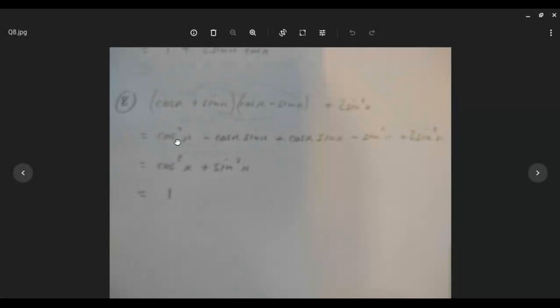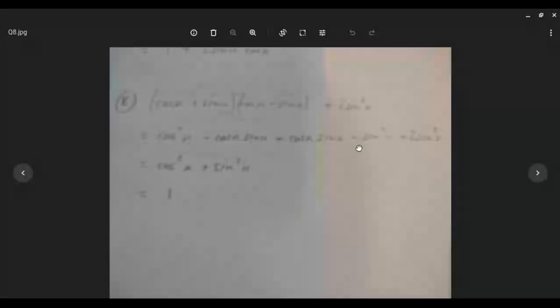Right, so next we have minus cosine x sine x plus cosine x sine x. So we've basically got minus of something plus exactly the same thing. That is going to total up to 0. Just like minus 1 plus 1 is 0, minus 10 plus 10 is 0. Minus cos x sine x plus cos x sine x is also 0.